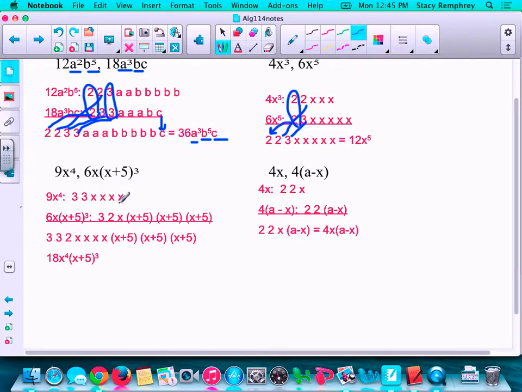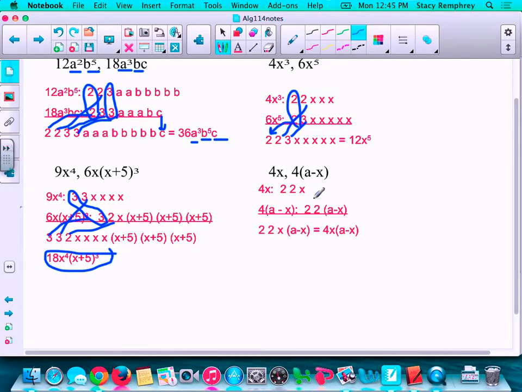The 9x to the 4th, again, here are the primes, 6x and x plus 5 to the 3rd. I wrote everything that multiplies to be that. So they have the common 3. That was brought down here. Here's a 3. Got to bring that down. Here's a 2. Have to bring that down. Bring down the x's, x to the 4th, and all the x plus 5s. So this is your final answer.